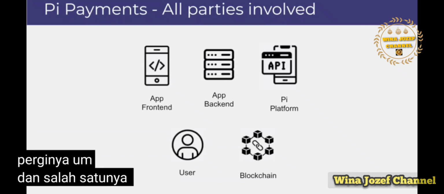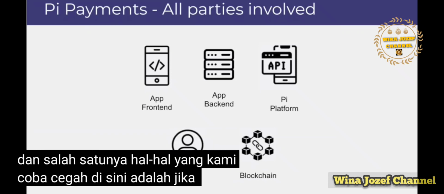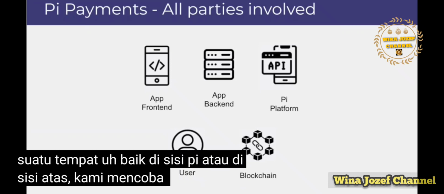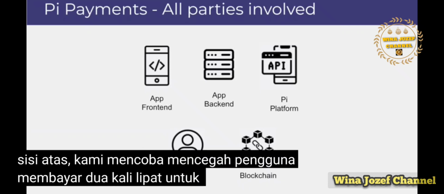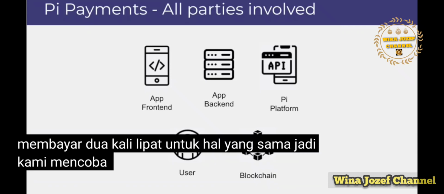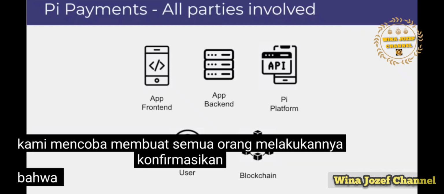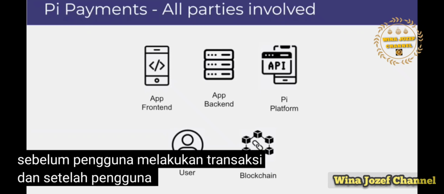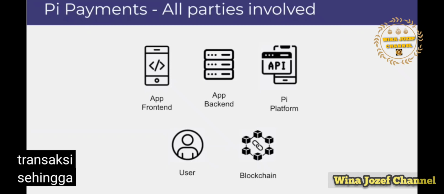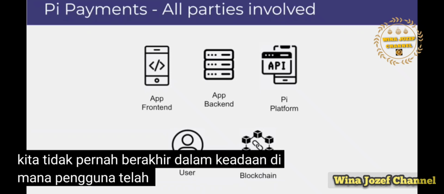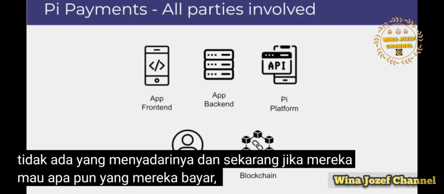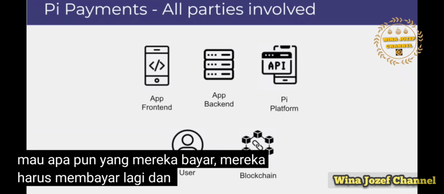And one of the things that we're trying to prevent here is if there's a bug somewhere, either on the Pi side or on the app side, we're trying to prevent users from double paying for the same thing. So we're trying to get everyone to confirm that they are aware of what's going on before the user makes the transaction and after the user has made the transaction, so that we never ever end up in a state where the user has paid for something, but nobody's aware of it. And now if they want whatever they're paying for, they have to pay again, and they ended up double paying.